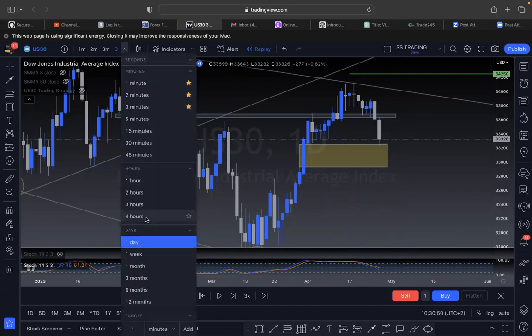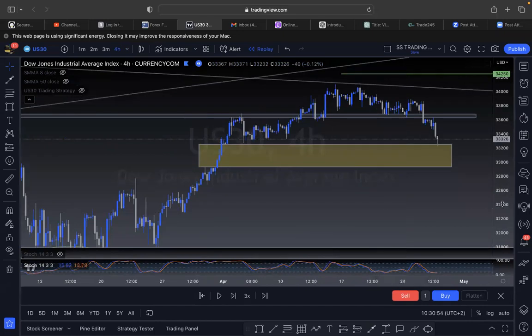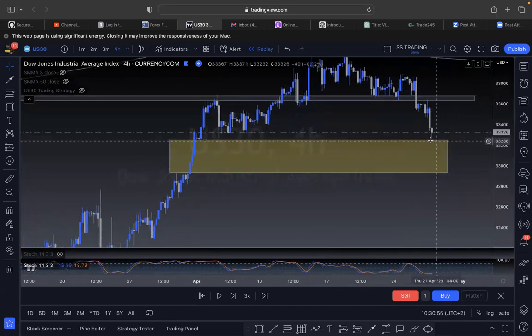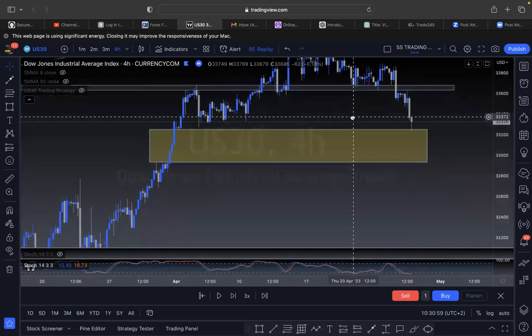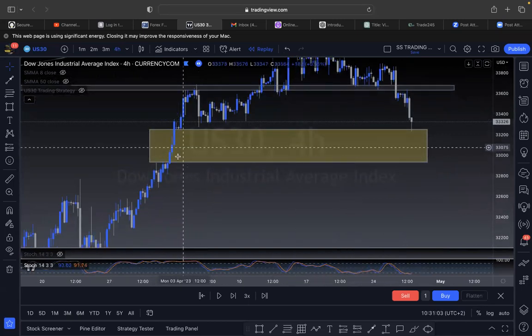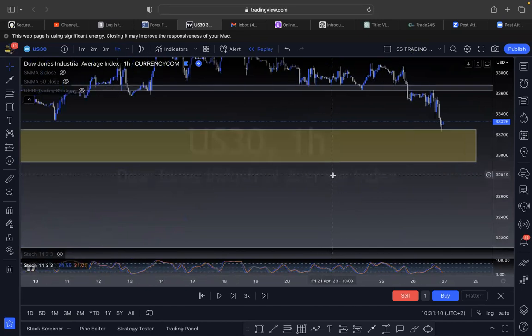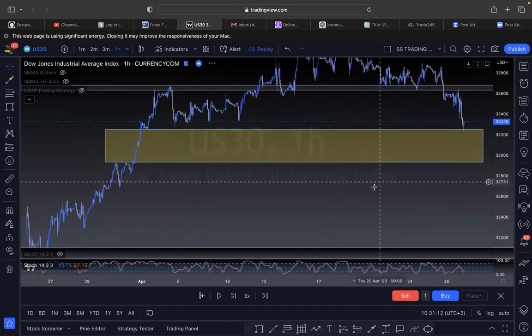Okay, so let's drop down to the 4-hour time frame. So on the 4-hour time frame, you can see a clean reaction off here. And again, you've got the same thing, this imbalanced area here. Let's drop down to the 1-hour time frame. Okay, all right, this is what I like to see.